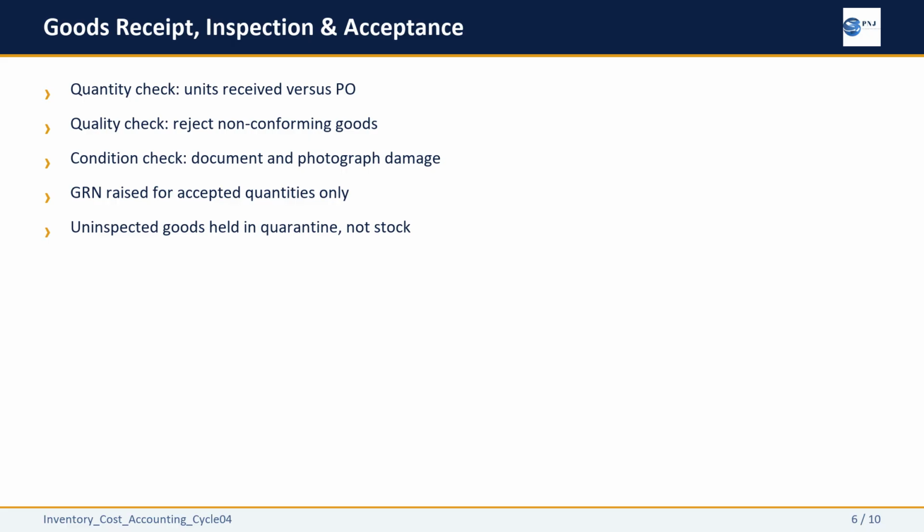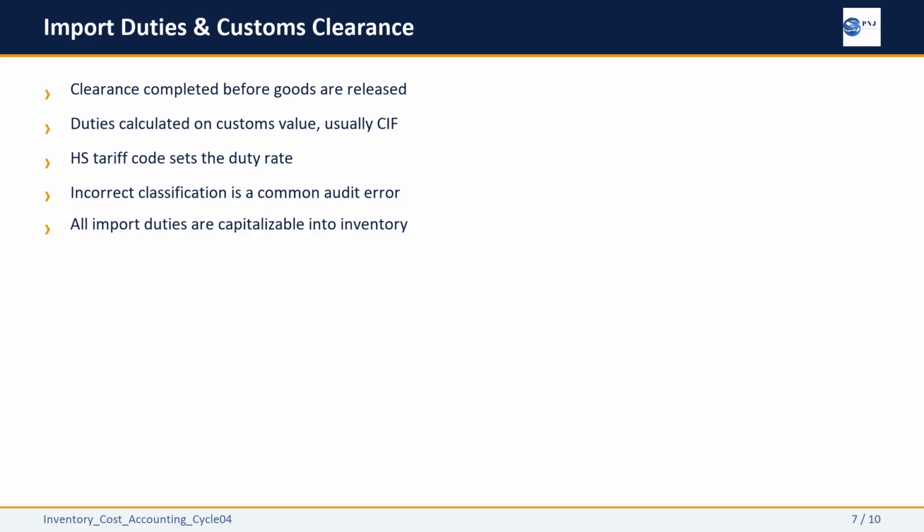For imports, one more gate stands between the dock and the warehouse. For imported goods, customs clearance must be completed before release. That means a commercial invoice, packing list, bill of lading or airway bill, certificate of origin, and product certificates. Import duties are calculated on the customs value, in most countries the CIF value, and the HS tariff code classification determines the rate. Here's a trap. Incorrect HS classification is one of the most common audit errors, and it can pull in anti-dumping duties or surcharges for specific product and country combinations.